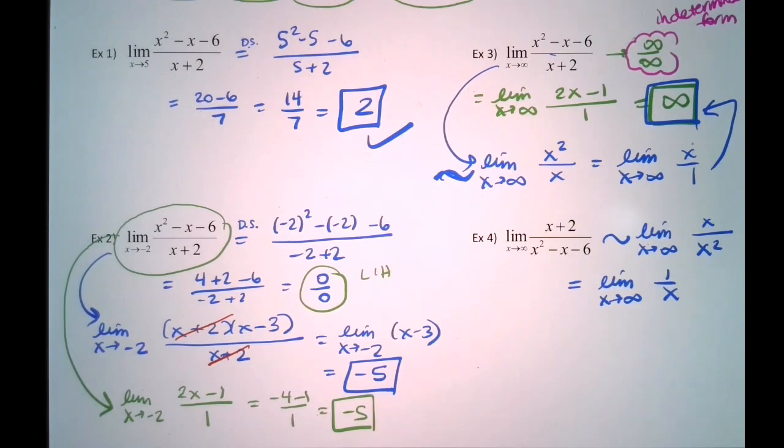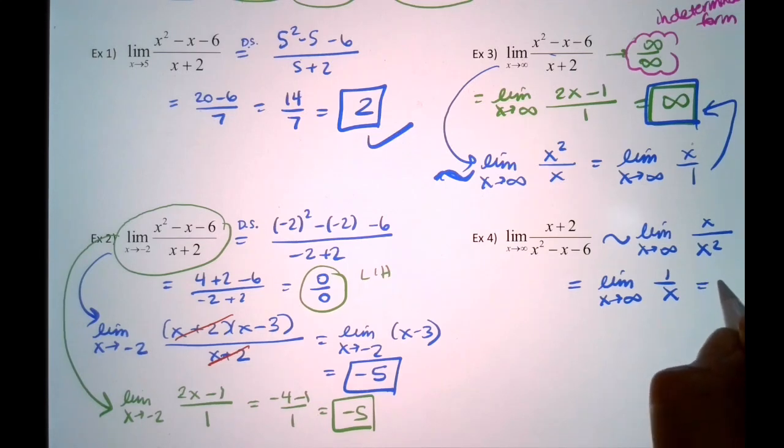If you're taking the limit as x goes to infinity of 1 over x, think about it just with numbers, 1/2, 1/10, 1 over 100. This thing is going to 0.